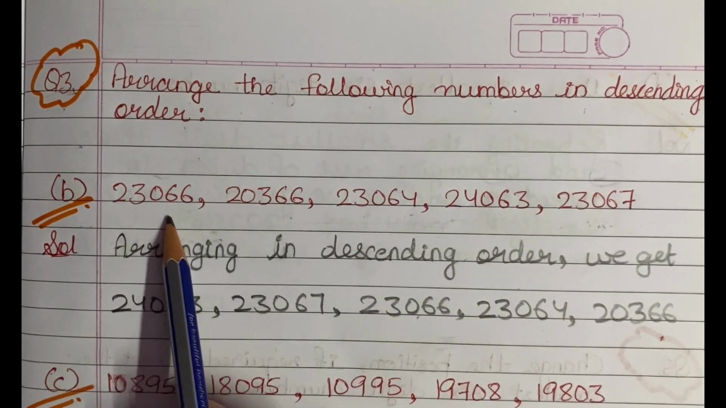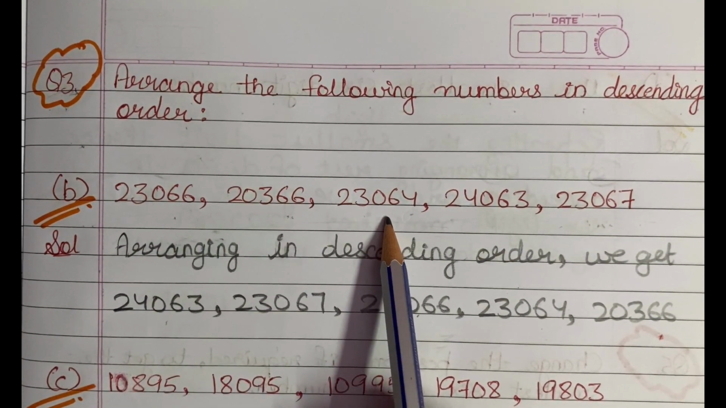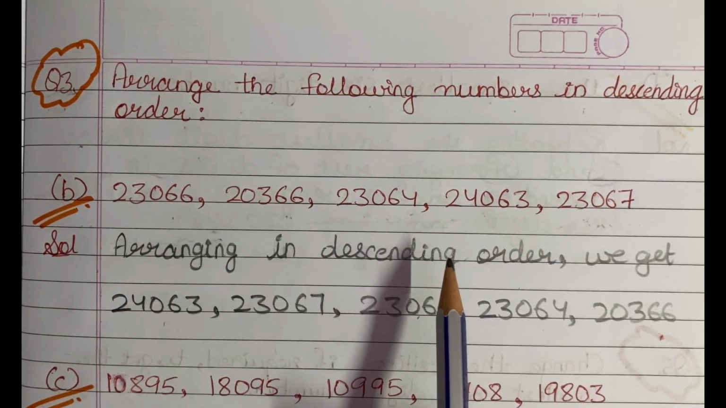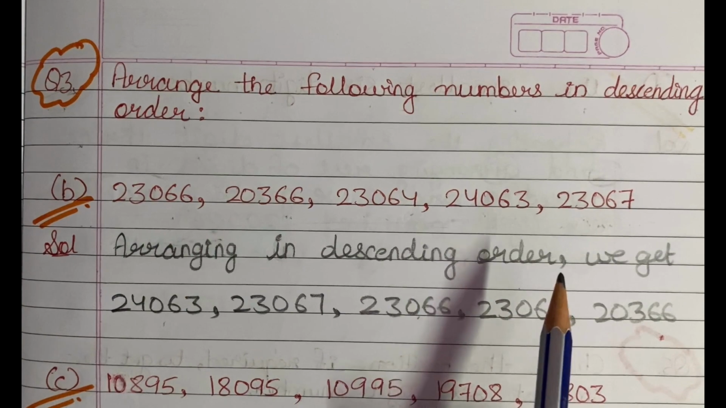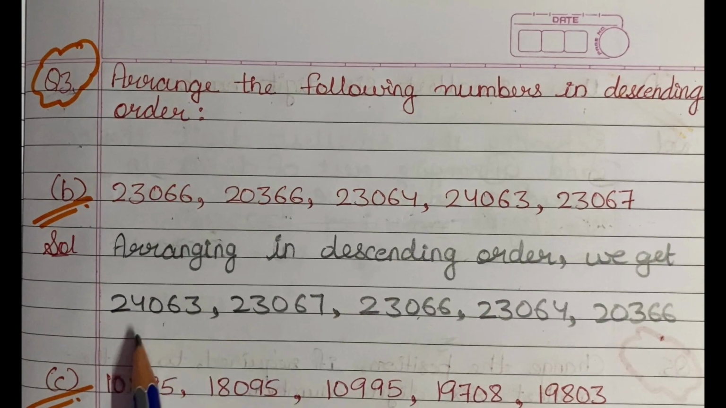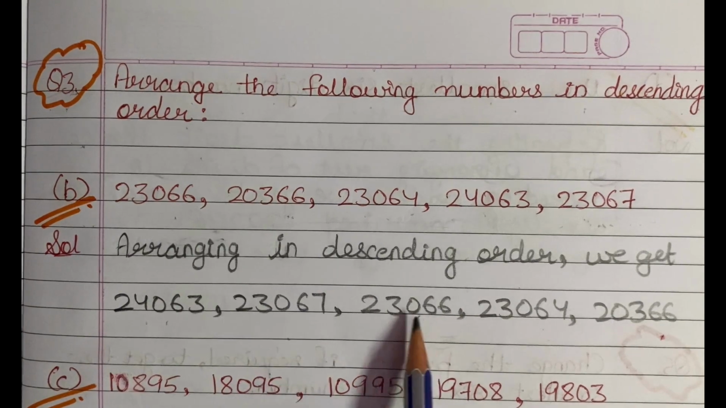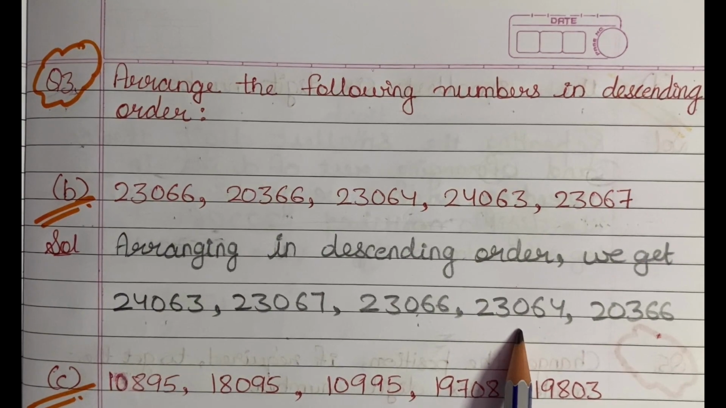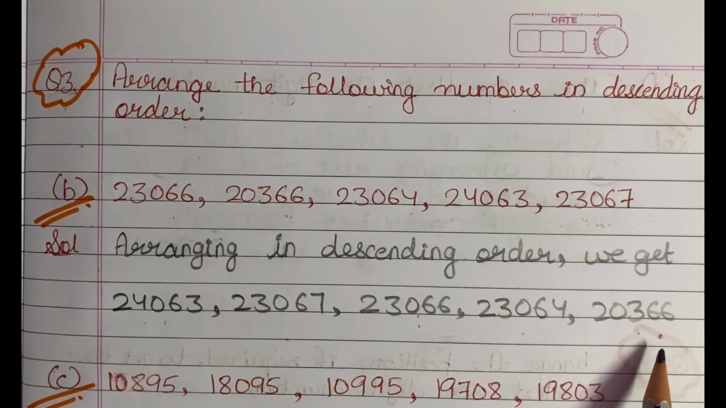And B part says that 23,066, 20,366, 23,064, 24,063, 23,067. Now students, you know that descending means arranging the numbers in bigger to smaller. So arranging these numbers in descending order, we will get 24,063 at the first place, 23,067 at the second place, 23,066 at the third place, 23,064 at the fourth place, and 20,366 at the fifth place. Hopefully it is clear to you.